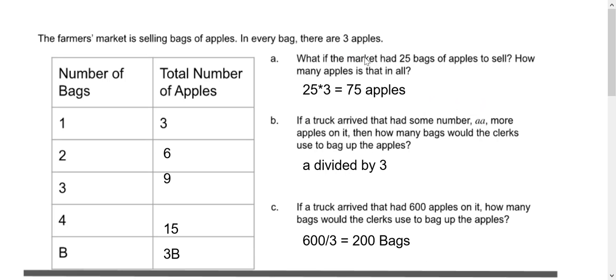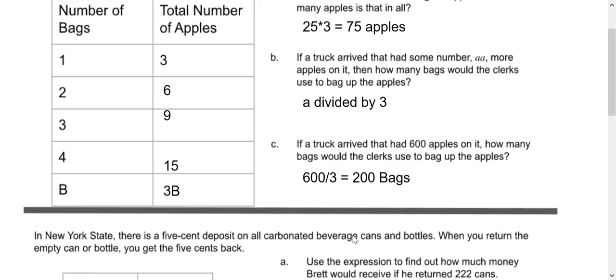So now it says if the market has 25 bags of apples to sell, you're just going to go 25 bags times 3 and you're going to get 75 apples. But now if the truck arrives and has some more apples on it and you need to bag them up, what do you do? Well, you take your number of apples and you divide by 3. So A divided by 3. And then if a truck arrives that had 600 apples, how many bags would you need? So you do 600 divided by 3 and you're going to get 200 bags, okay?